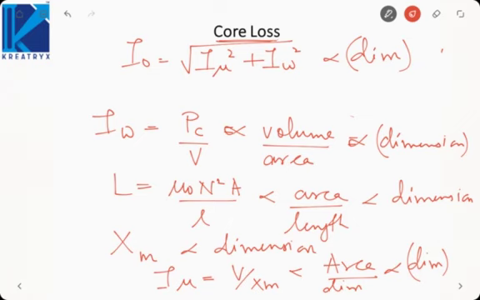Voltage rating varies directly proportional with the area. Current rating also varies directly proportional with the area. KVA rating varies with area square, and then core losses vary with core volume or dimension cube, and then no load current varies with dimension directly. Okay, so this is how the various ratings in a transformer are defined.